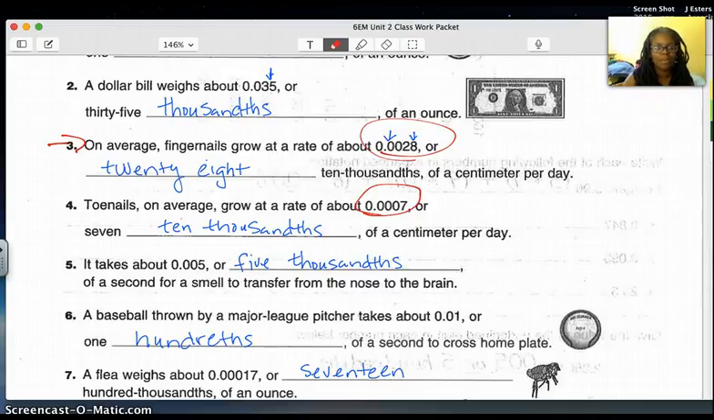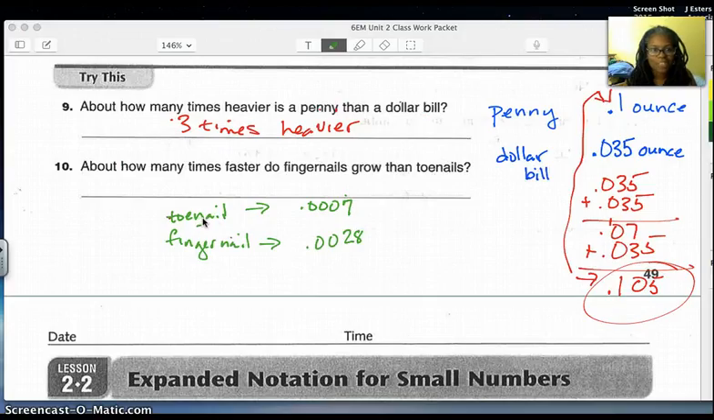Let's go ahead and compare it like we did the last one. As I look at the toenail growth of 0.0007 and the fingernail growth of 0.0028, just looking at the numbers, I feel like 7 and 28 are related. I'm thinking of a multiplication fact, which is 4 times 7. Maybe the rate of fingernail growth might be 4 times. So that's already what I'm thinking.